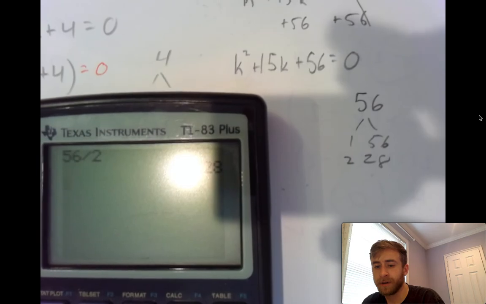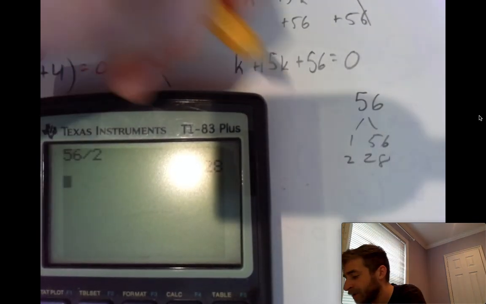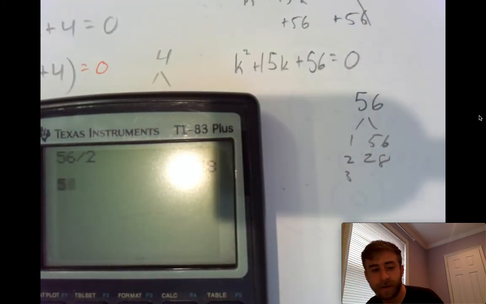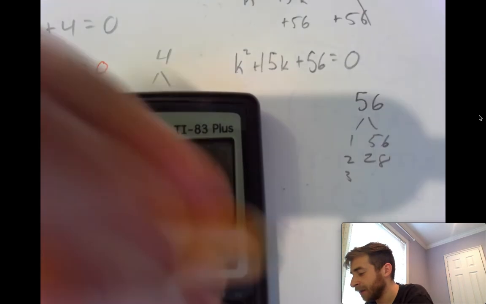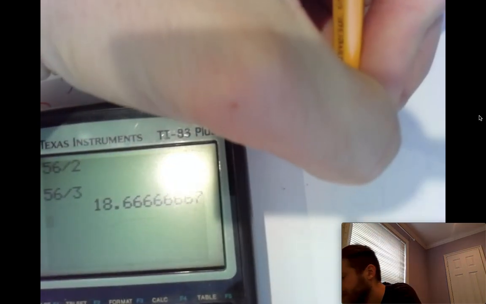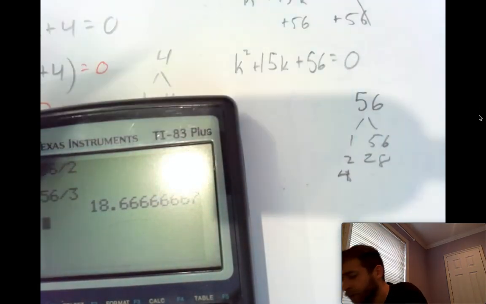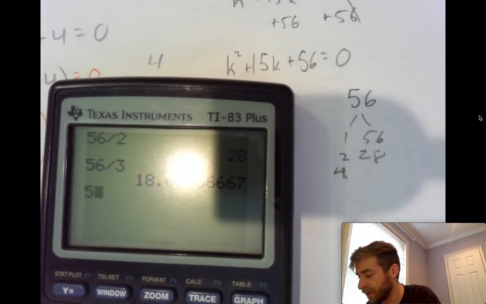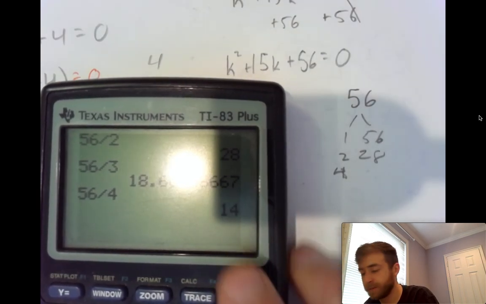Ooh, sorry for smacking the camera. And then I can try 3, right? Does 3 work? Well, I can do 56 divided by 3, and it doesn't work. It's a decimal. Sorry, 3 doesn't work. 4 should work. Should 4 work? We're going to try it out. So I'll try 56 divided by 4 makes 14. Okay.